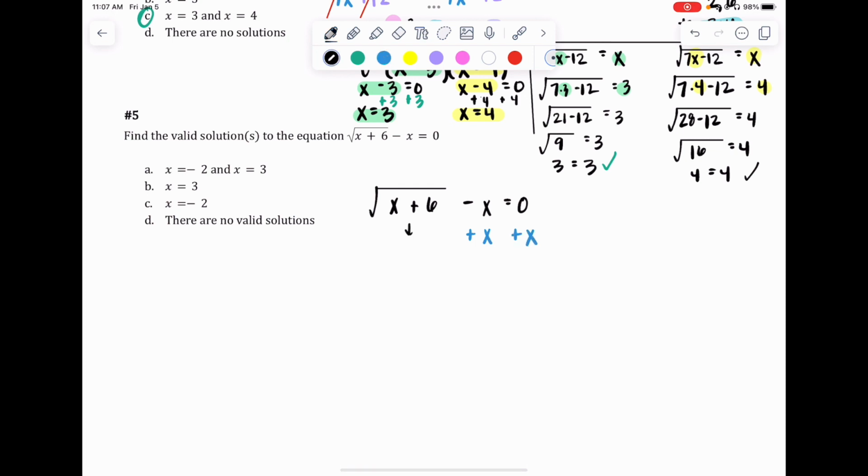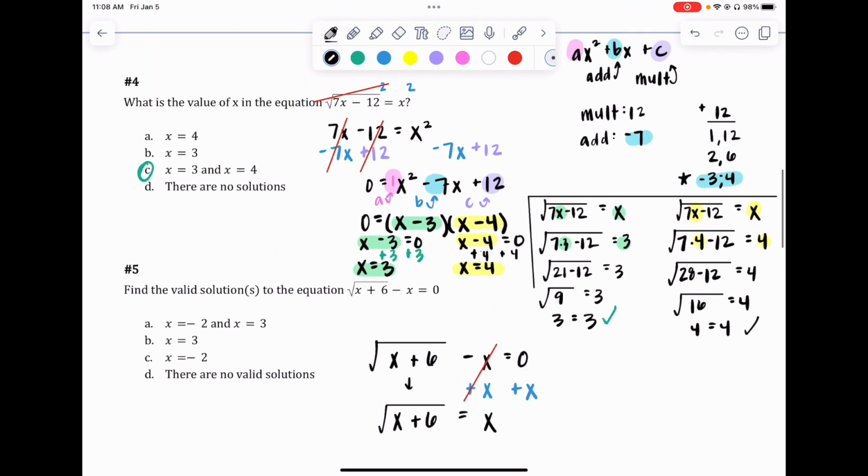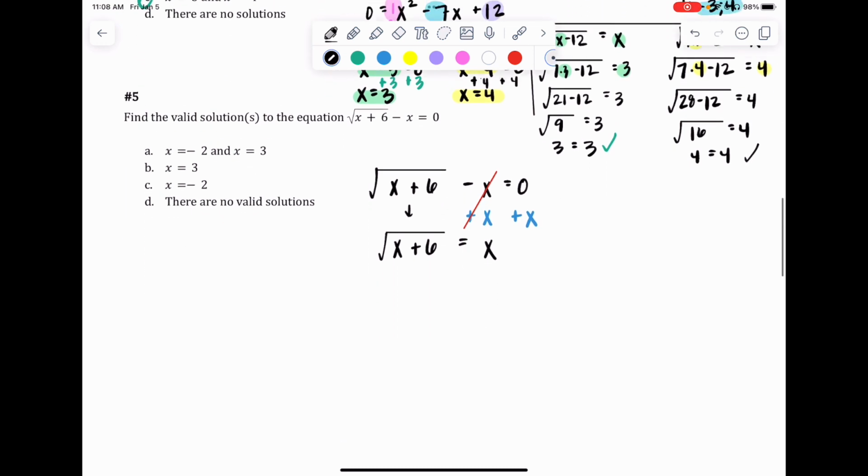And then I would just bring down this entire radical, so the square root of x plus 6, and then the minus x plus x cancels out. And then I would have equals 0 plus x, so x over here. And then now you can see it looks really similar to the previous problem where we have a radical on one side and then just an x on the other side.